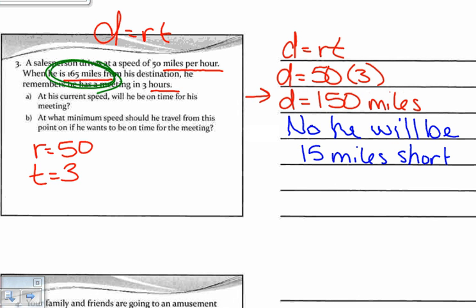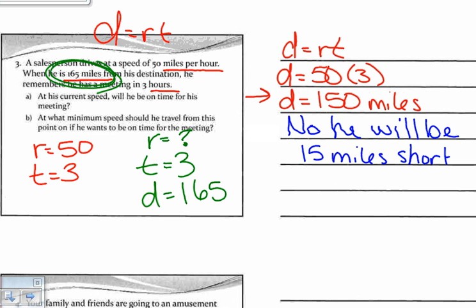So the next question asks us, at what minimum speed should he travel from this point on if he wants to be on time for his meeting? So we know for problem B, let's use a different color here, that he still has 3 hours. But this time I want to know what his rate is, so that he'll make his distance of 165 miles on time.